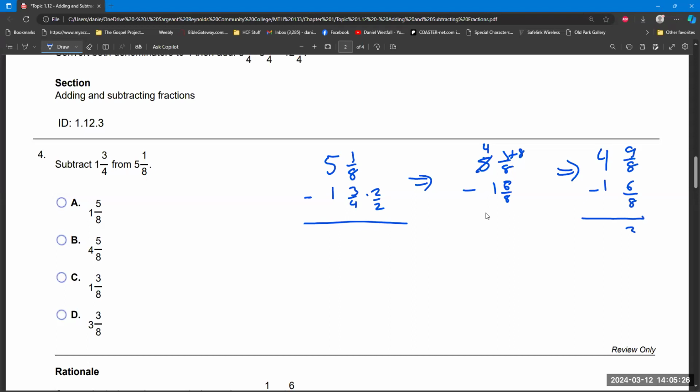9 minus 6 is going to be 3. 4 minus 1 is going to be 3. It will be 3 3/8. When you borrow 1, you have to borrow it in the form of 8 over 8 because that was our common denominator. So that's why we added 8 to our numerator.